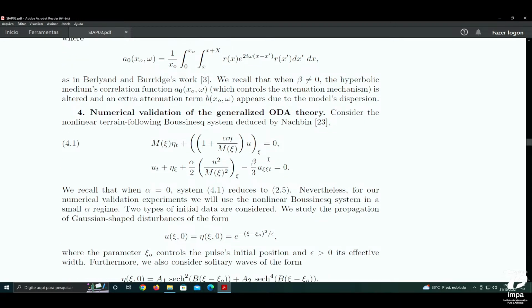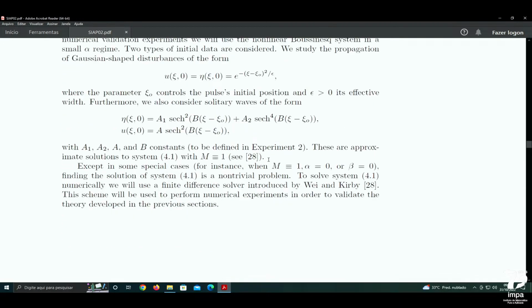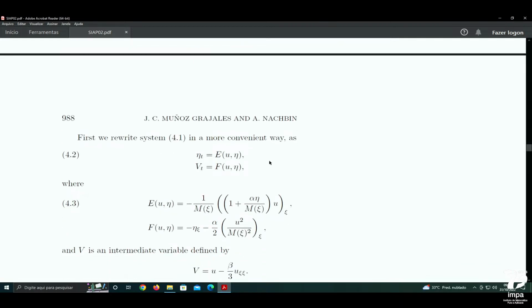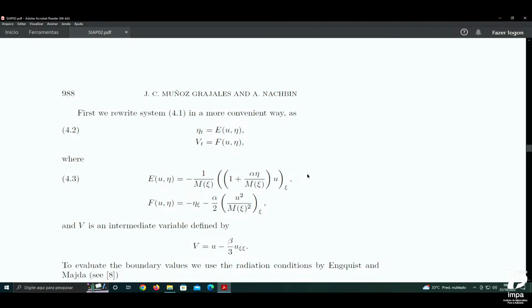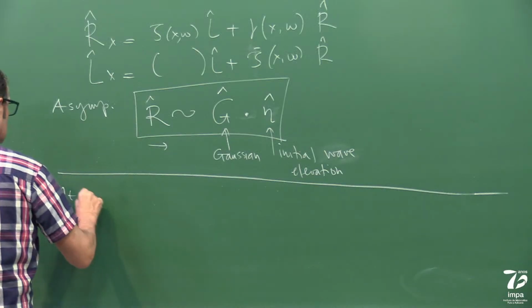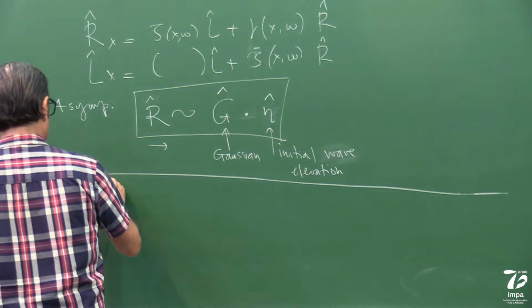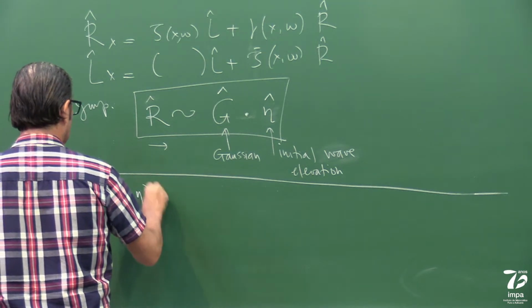So the initial profile is going to be a Gaussian or a solitary wave, and here's the numerical method. Okay, maybe I'll write it on the board so that we can keep it. So let me write it here. We can write our equation like this. Look, eta t is equal, I'll repeat it because I'm going to end up switching pages, right?